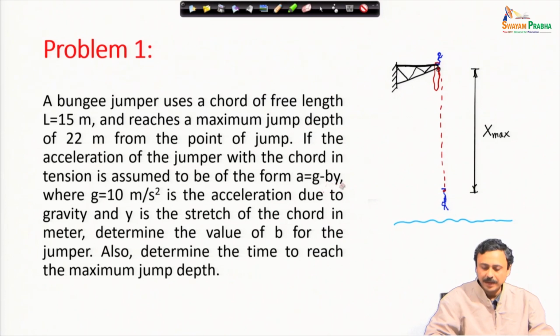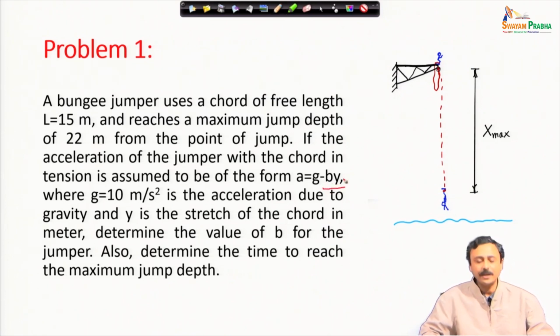So the value of b that appears here, we have to find out for the given data. The data is: the jumper jumps with a 15 meter free length cord and jumps up to 22 meter, and the form of acceleration when the cord is under tension is given. So you have to find out b, so that these data are satisfied. Okay.